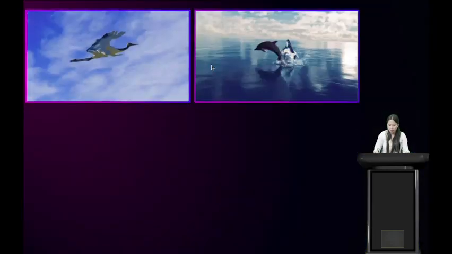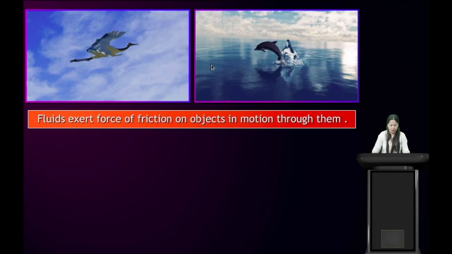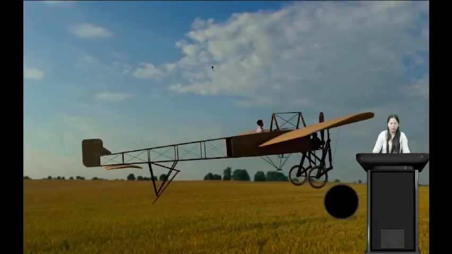So here we see that both gases and liquids exert frictional force on the object moving through them. So fluid also exerts force of friction on objects in motion through them. And the frictional force exerted by fluids is called drag. Remember this, students. The frictional force exerted by fluids is also called drag. It can be called fluid friction or drag. Remember this term, drag.